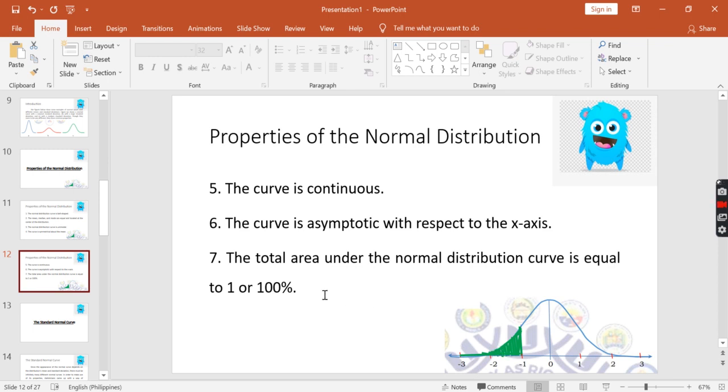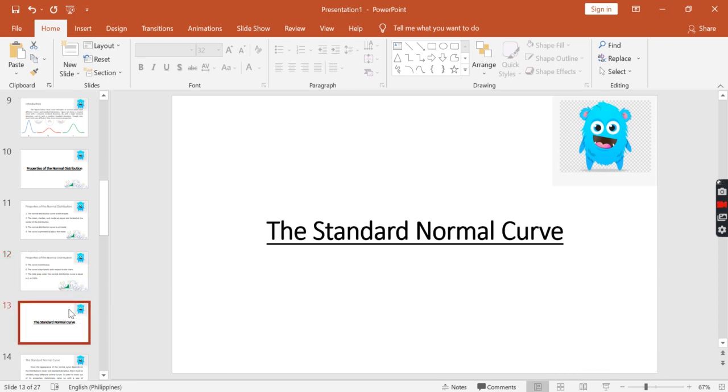Lastly, the total area under the normal distribution curve is equal to 1 or 100%, meaning the probability inside is a total of 100%. Right? Same goes with the discrete random variable. When we add the column of P(x), the answer must be 100% or 1.